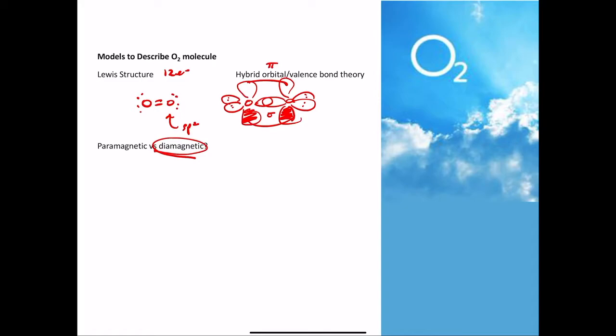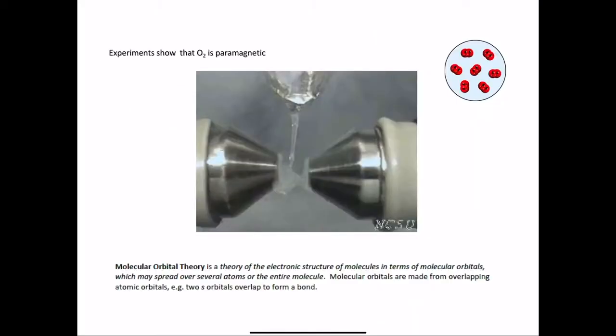Experimentally, though, it is paramagnetic. Here it's been put between a magnet, and you can see, maybe you can see, this looks straight down, it's starting to pull that way. It's actually being attracted to a magnetic field. So oxygen is paramagnetic. Lewis structures and hybrid orbital theory aren't enough to explain this. So we're going to use a new theory called molecular orbital theory.